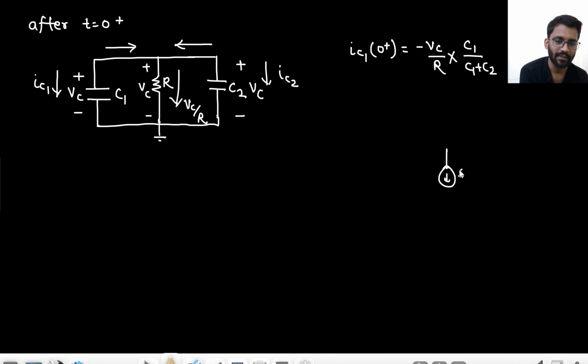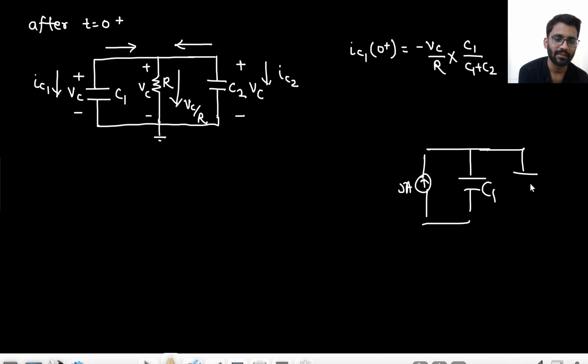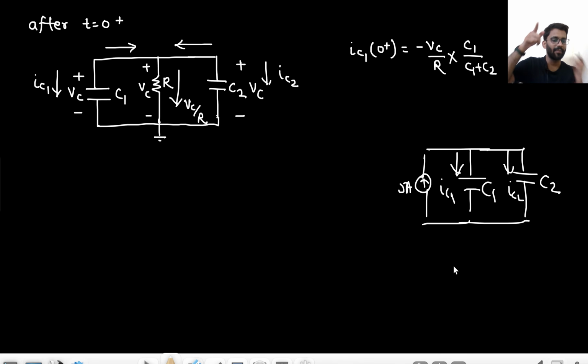Let's assume there is this 5 ampere current. There is this capacitor C1 and this capacitor C2. Both are connected in parallel. Tell me what will be the value of IC1, what will be the value of IC2? 5 ampere current.